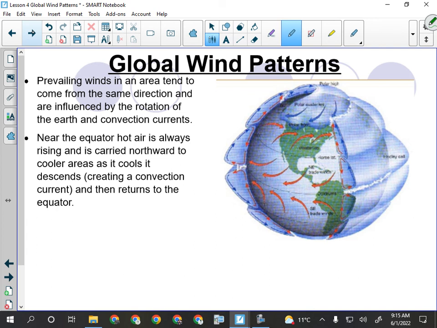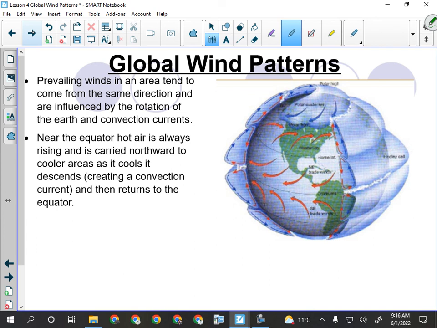And here's why. At the equator, hot air rises. The equator obviously gets the most solar energy. So at the equator, we're going to have hot air rising, and that's what we see here. This and this are convection currents. This is called a Hadley cell. Each one of these is called a Hadley cell. I'm never going to ask you that. But we've got hot air rising at the equator.